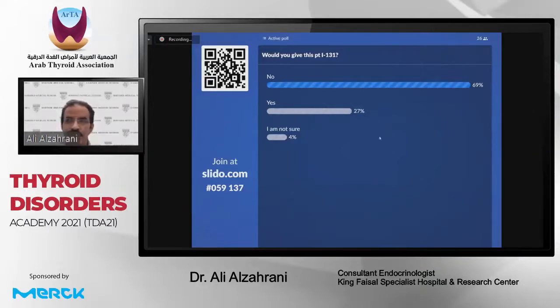I think maybe now, I'm not sure if we can vote on this. Yes, we can. Okay, so now you have additional information. Who would give her radioactive iodine? Her TG is only 2.8, TSH was elevated, ultrasound negative, and the scan showed residual tissue in the thyroid bed. All right, so you can see the dilemma that we face in our clinics and the different practice that people are doing. 65% will not give radioactive iodine, 30% will give radioactive iodine.